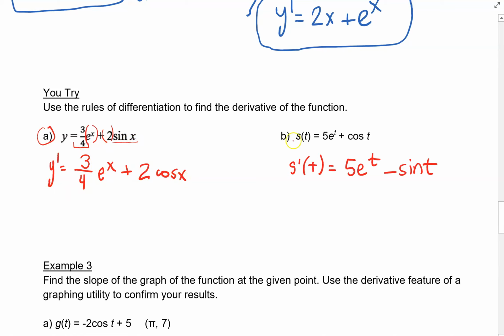Over here in B, again, we're using the constant multiple rule. 5 gets multiplied to the derivative of e to the t, which is just e to the t. And then add that to the derivative of cosine, which is negative sine. So altogether, you get s prime of t is equal to 5 e to the t minus sine of t.